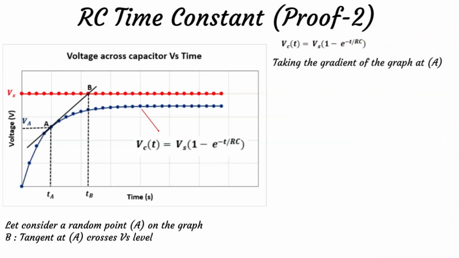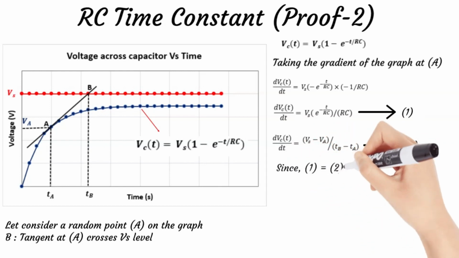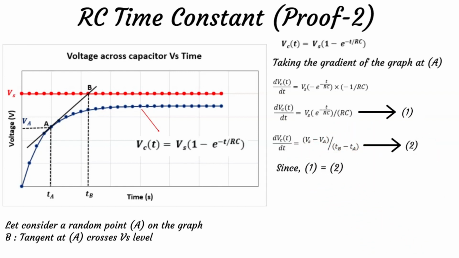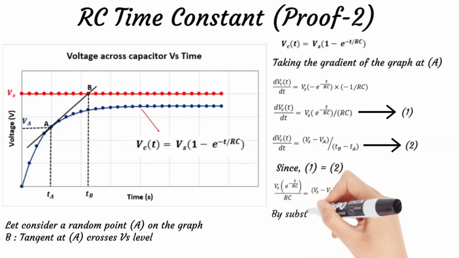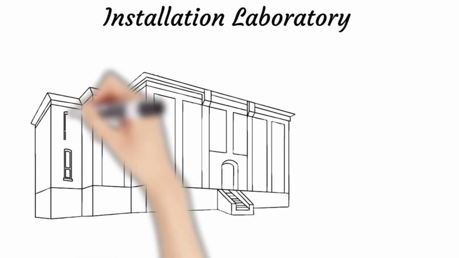We are using the equation for Vc as derived previously for this proof. By taking the gradient at A, we can derive equations 1 and 2. Since equation 1 equals equation 2, we can obtain an expression for the RC time constant using Ta and Tb. Likewise, we can repeat the same calculation for different random points and clearly see that the RC time constant doesn't depend on the point we are selecting on the curve. Well, now let's move on to the practical.